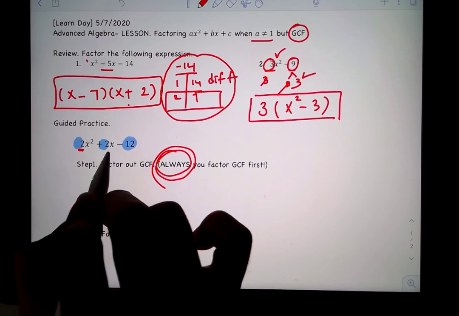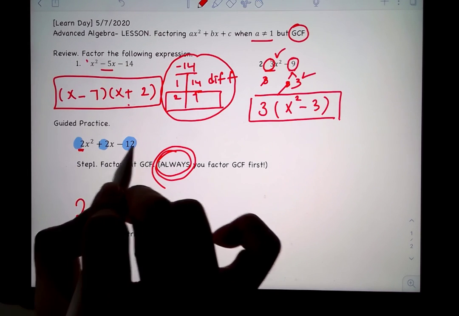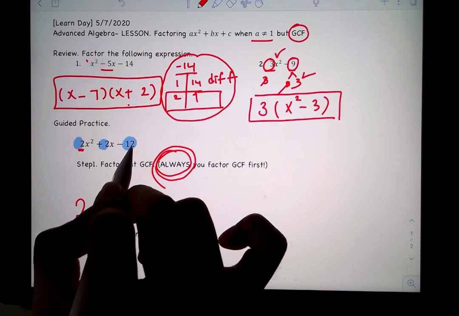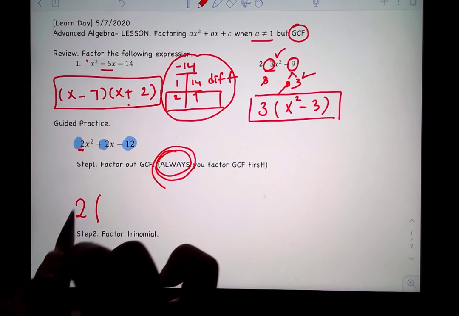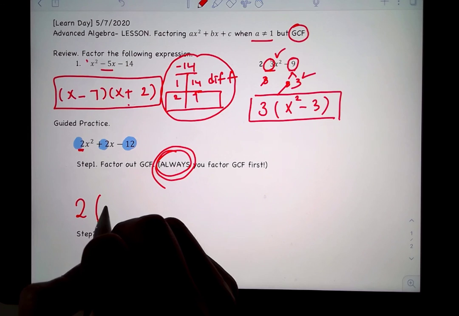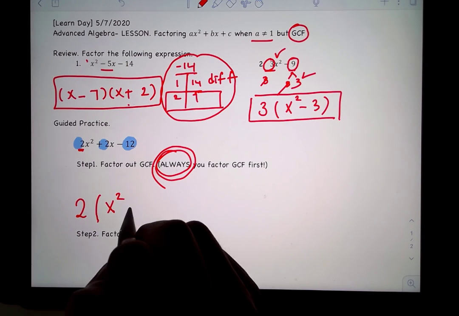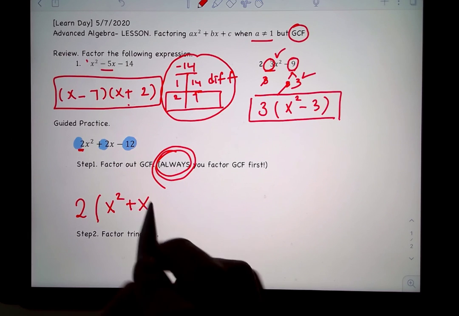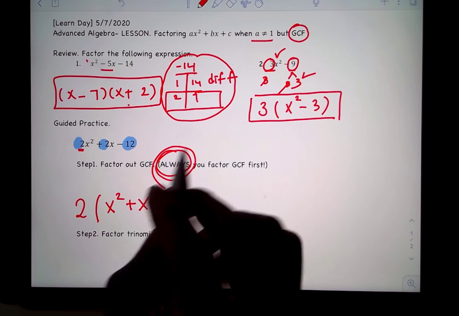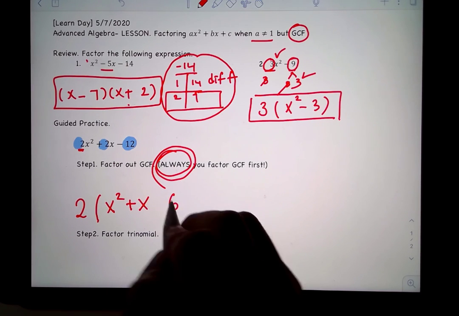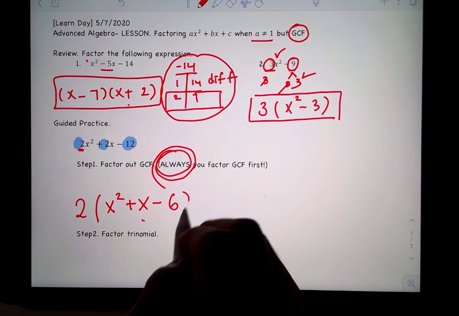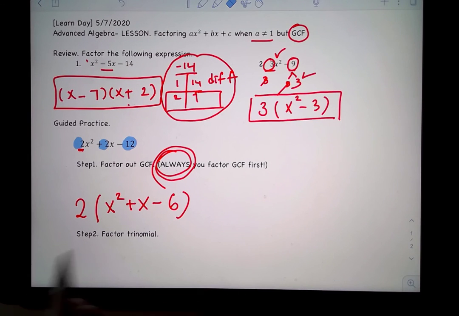So your common factor is only a number, because this one doesn't have x, so we cannot factor by x, right? So you just factor by 2 and leave x squared. From here you take out 2, so plus x. You take out 2 from 12, then what? You have 6 left and keep the sign, right? So you can do this.